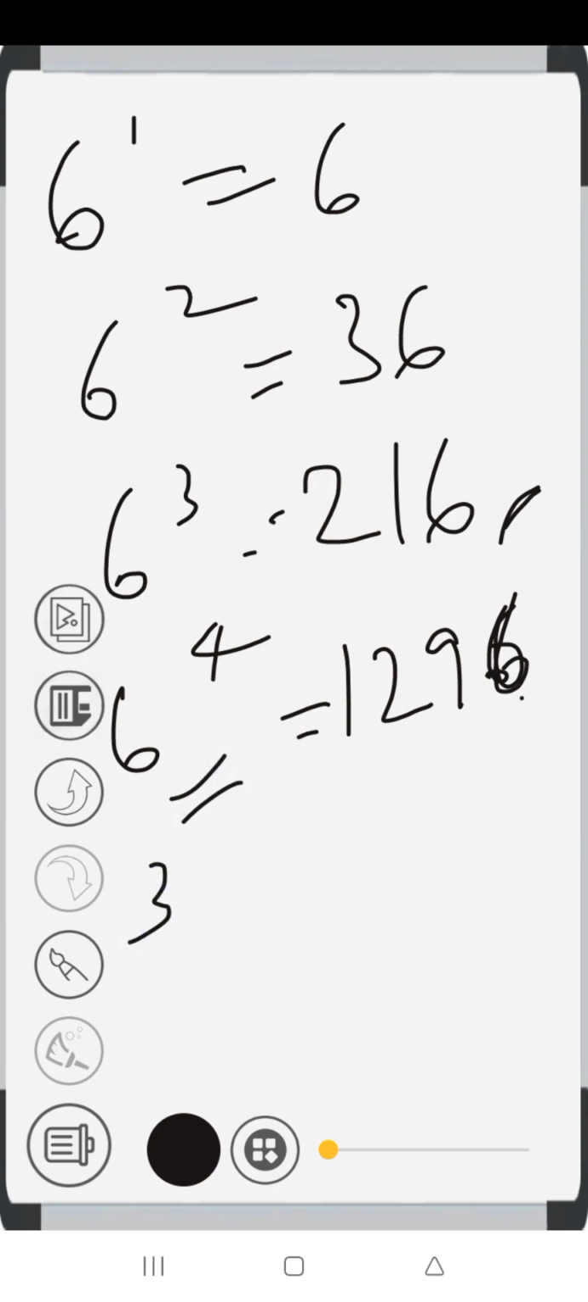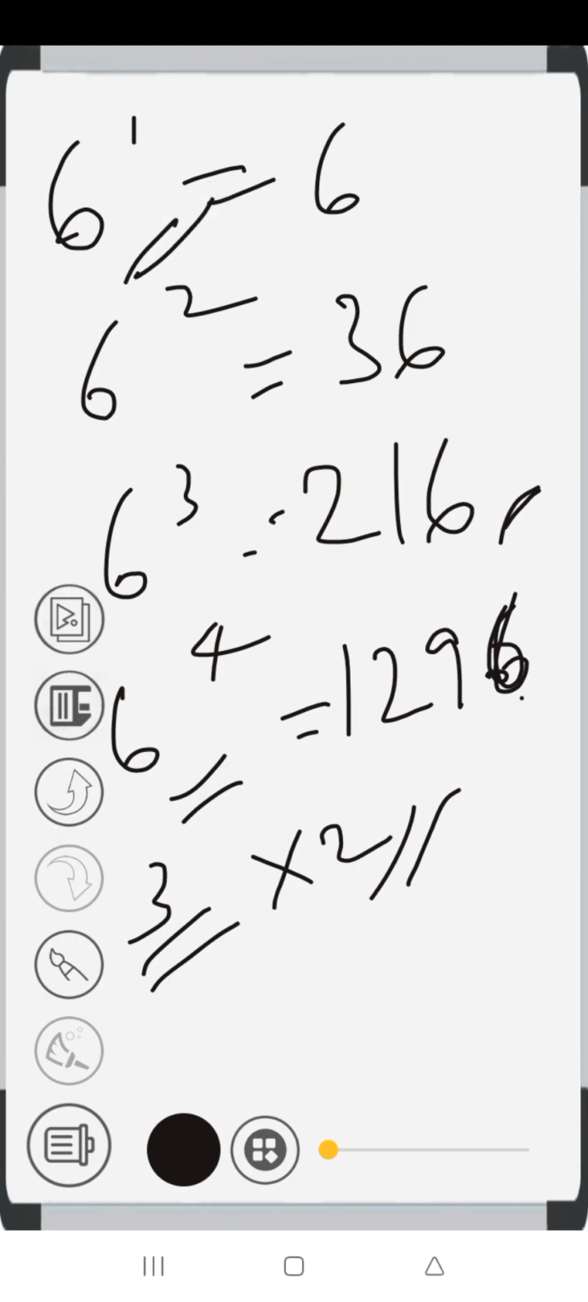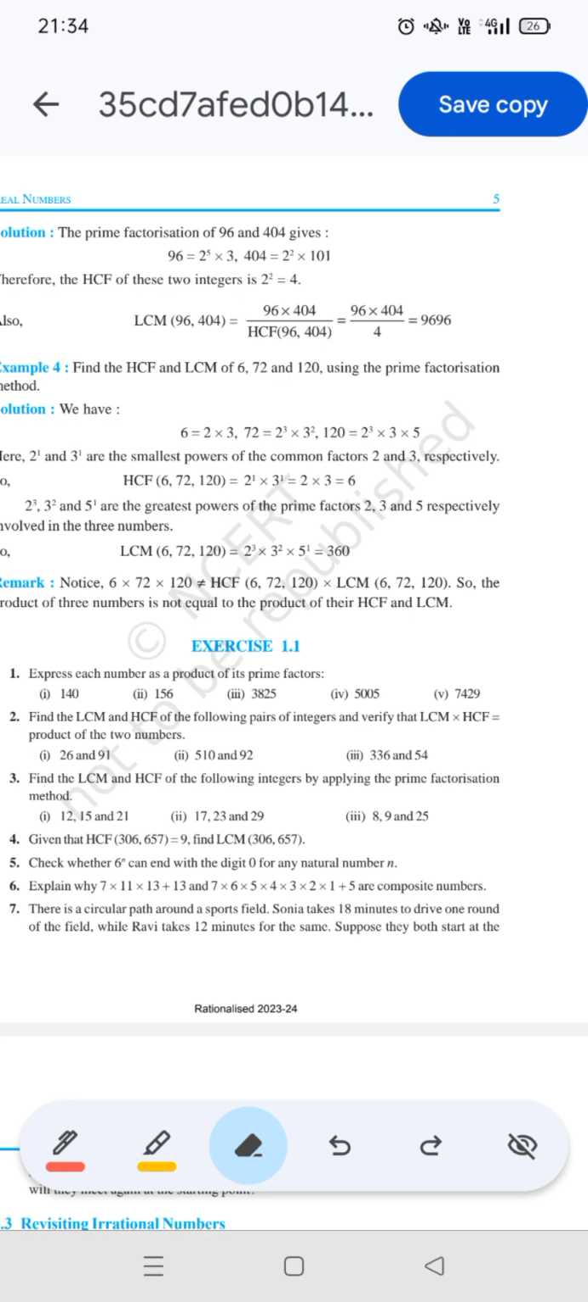According to the divisibility test of 3, if any number is divisible by 3 and 2, it will be divisible by 6. But there is no such number which can end with 0, because if a number is divisible by 2, it can end with 0, but if it is divisible by 3, it mostly does not end with 0, right? So it should be divisible by both 2 and 3. Hence 6 power n cannot end with the digit 0 for any natural number n.